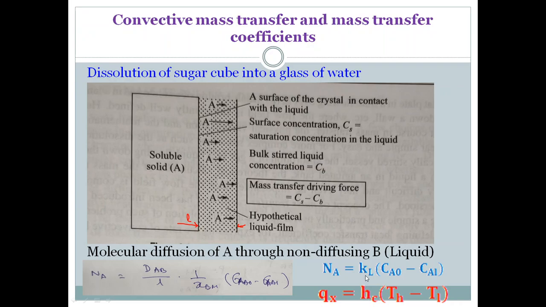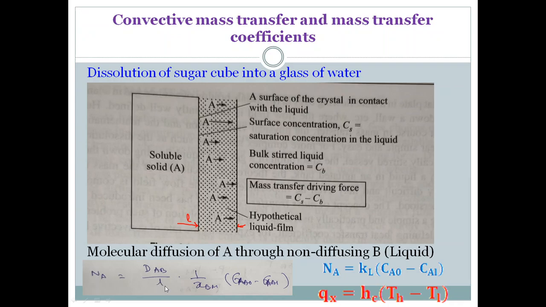And in this case, what is KL? KL equals DAB by delta into 1 by XBM. This L will be replaced by delta. See, the diffusivity DAB does not change with the fluid dynamics, because it is a function of temperature, pressure, viscosity and other things, not the fluid velocity. XBM will not change. The only thing I am doing is reducing this boundary layer thickness.